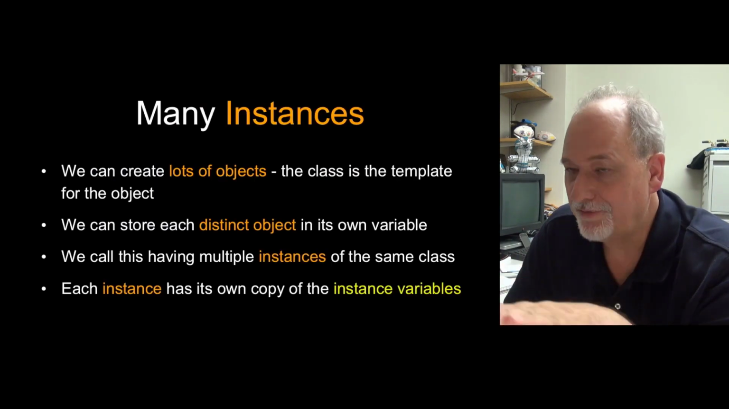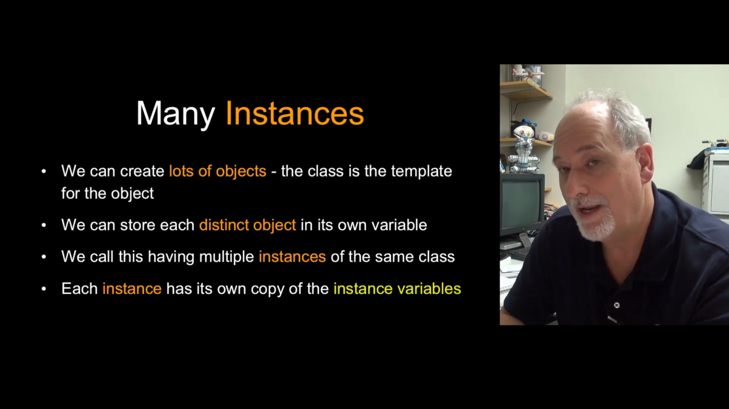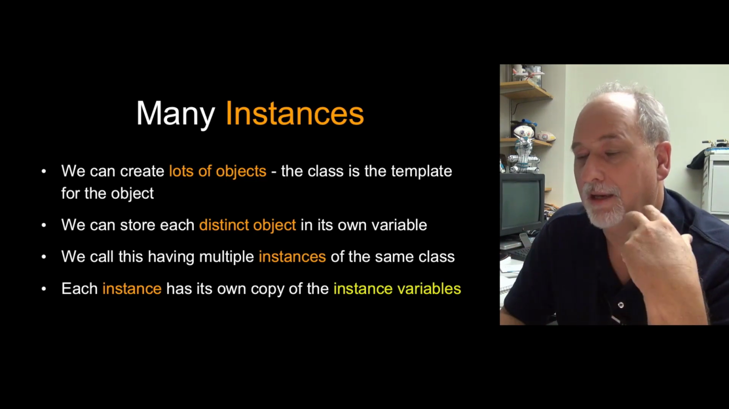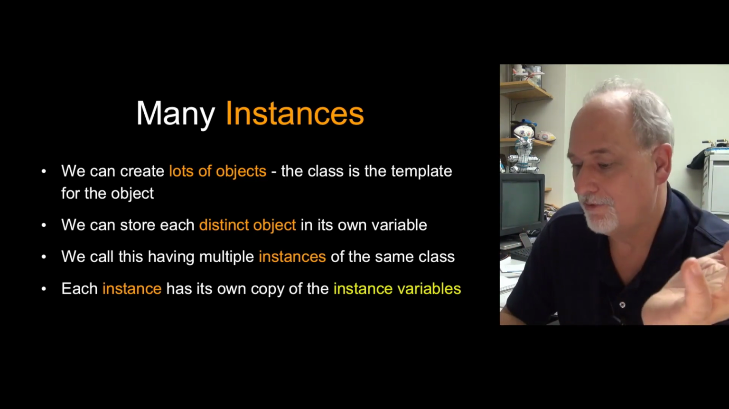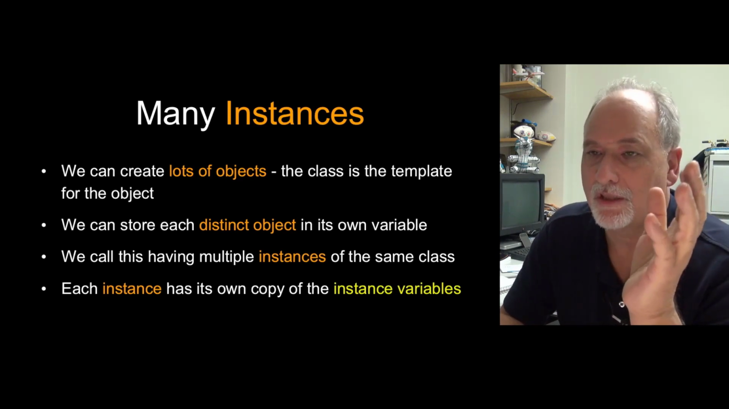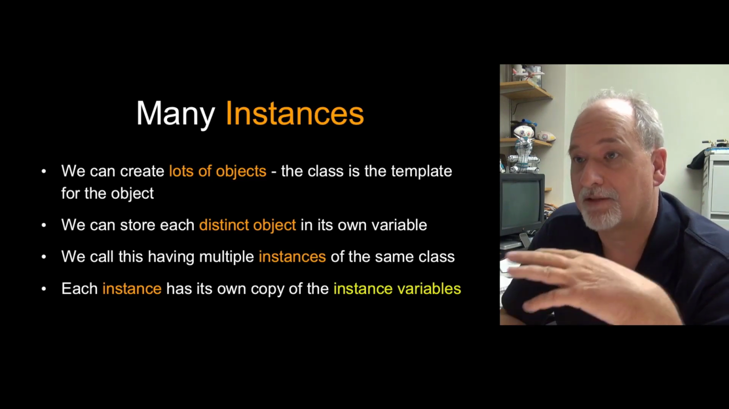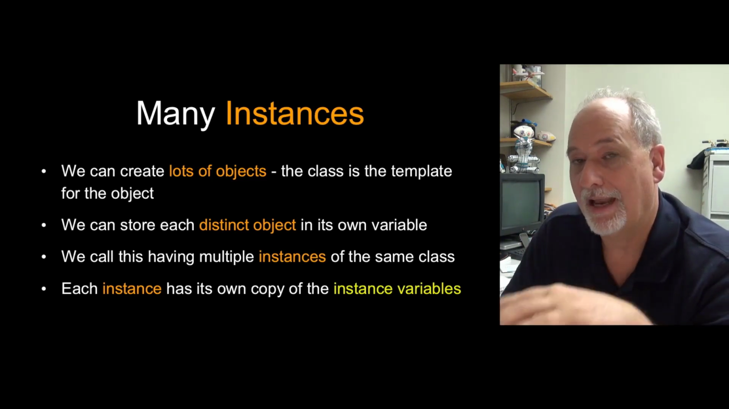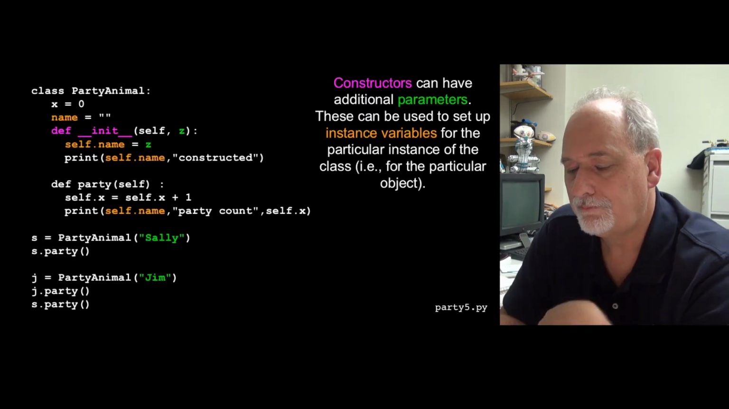So we can create lots of instances. Everything we've done so far is we make a class and then we create one instance, one object. And each of these objects ends up being stored in its own variable. We have a variable an and we've been using it. But the more interesting thing begins to happen when we have multiple instances of the same class sitting in different variables. And it has its own copy of the instance variables. So let's take a look at this.